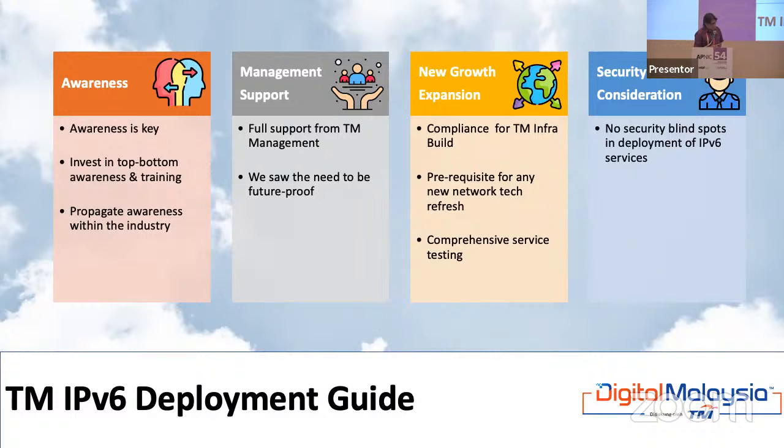Upon that also, any expansion in TM, we put a clause that everything going in needs to support IPv6, and it's not just the core, it's the CPE, it's the firewall, everything, for us to future-proof our network. And last but not least, any security measure that we put in the IPv4, the one that we are running in the network, we replicate the same thing for the IPv6. We are not neglecting the security, because opening up a new possibility means there are pros and cons to it.